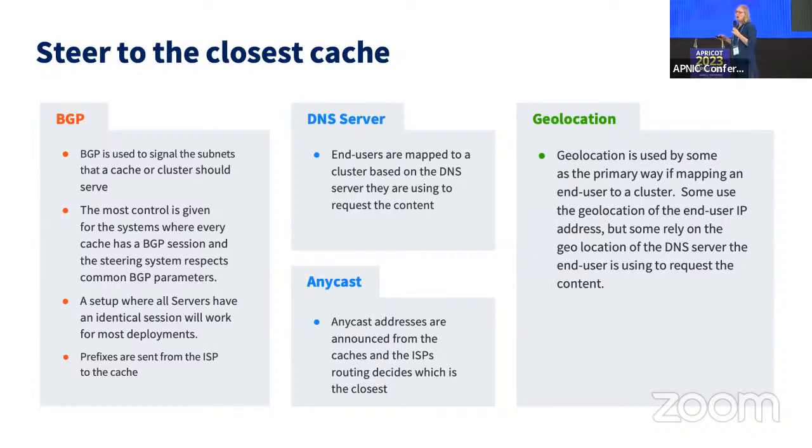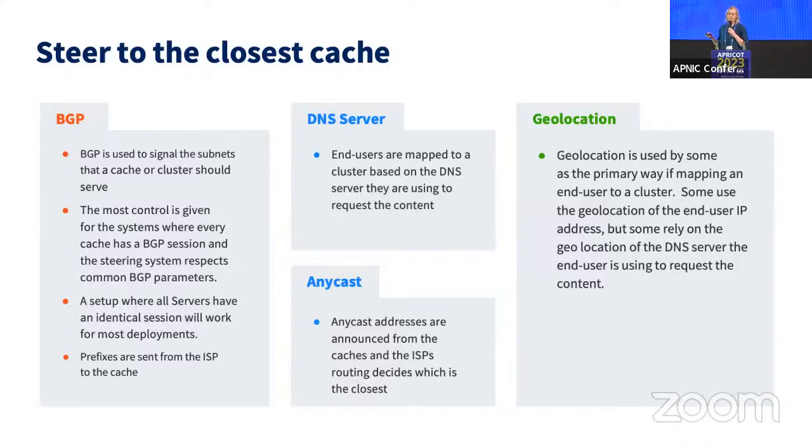BGP: almost all of the CDNs will require a BGP session between a cluster or a server, or maybe just the ISP. And that is used to signal from the ISP to the CDN these are the end users that should be served by the embedded servers. And sometimes the CDN will give you a means to influence which end users are being served from which cluster or which server.